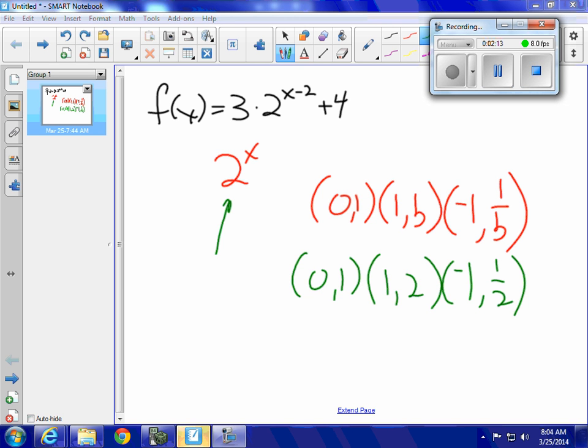So when x is 0, this is going to be 2 to the 0, that's 1. When x is 1, that's going to be 2 to the first, that's 2. And when x is negative 1, that's going to be 1 over 2, 1 half.